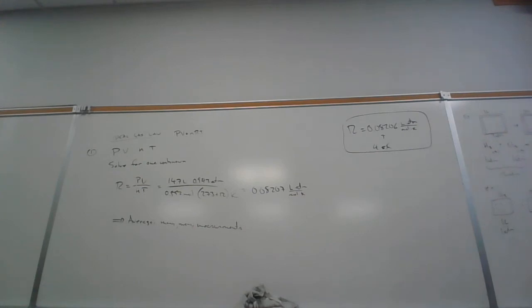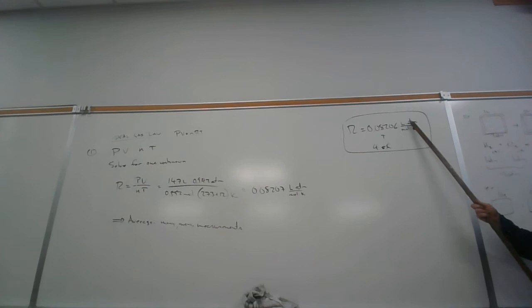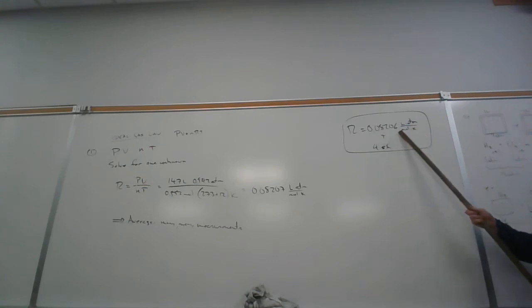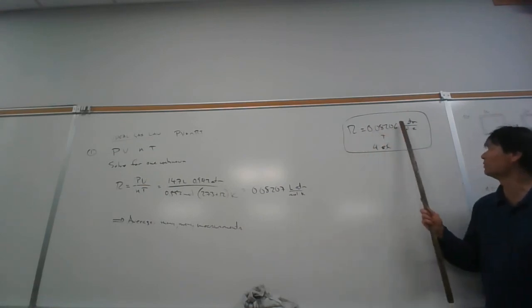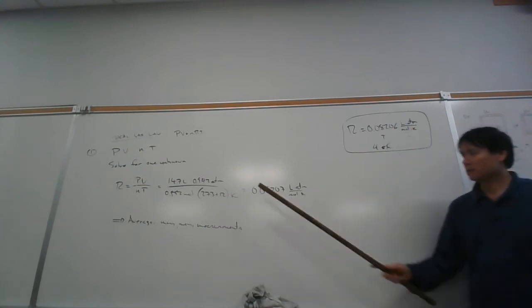You end up using R so much that it's easy to remember, that is, if you don't have too many R values. Our book likes to have you learn a bunch of different R values with different units. So the R value that we use is this, in liters atmosphere per mole Kelvin. What if we use torr instead of atmospheres? Then we're going to get a different number here. Or what if we use milliliters? We're going to get a different number here. So the easiest thing to do is just to make sure that you convert everything as required.